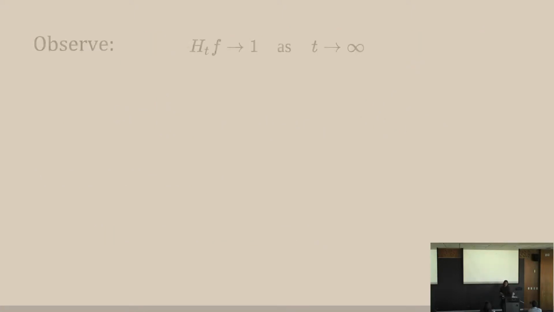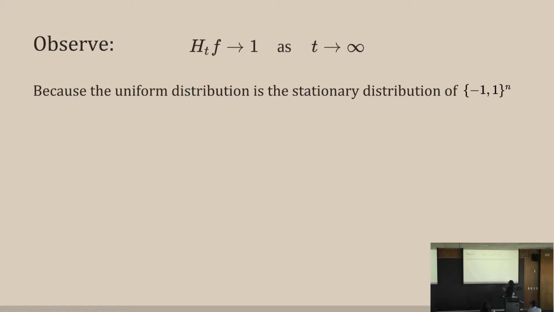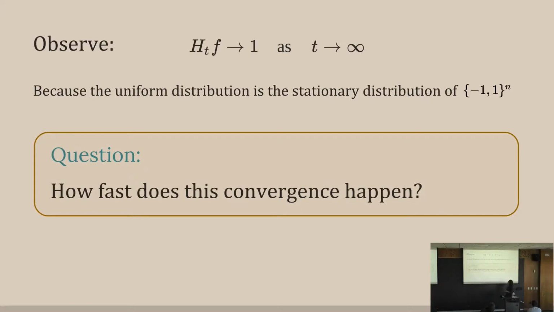Okay, so one thing we can observe is that if you take time to be really long, then you're just doing a random walk for infinite time. That converges to the constant function 1. In Markov chain speak, this is saying that the uniform distribution is a stationary distribution of the Boolean cube. And so our question is actually how fast this convergence happens. How fast, when you take the random walk, does it converge to the stationary distribution of the Boolean cube?